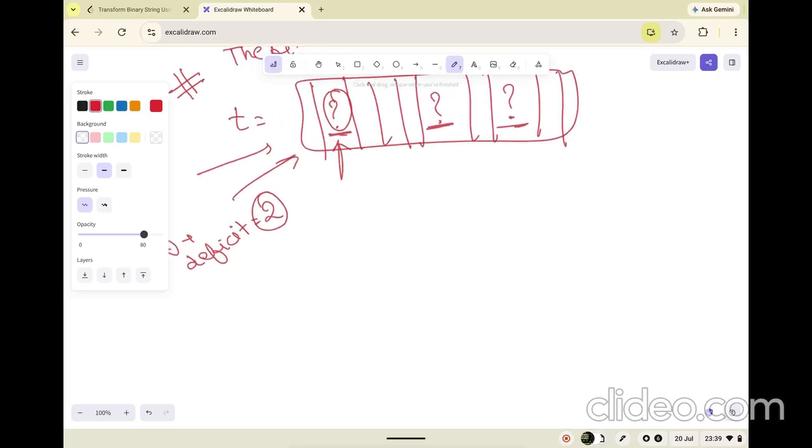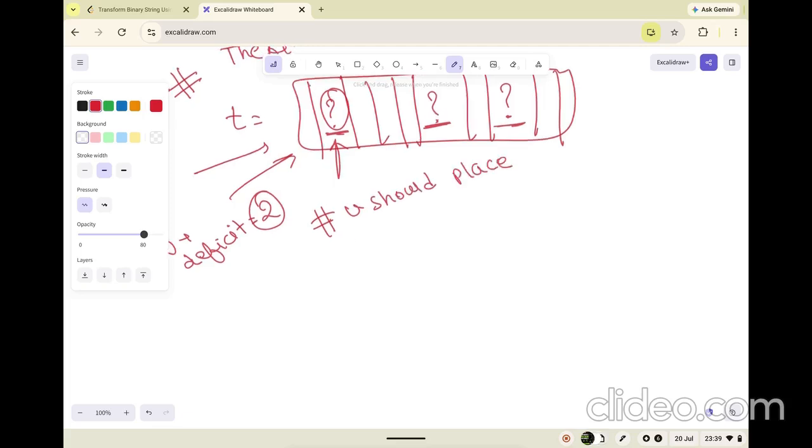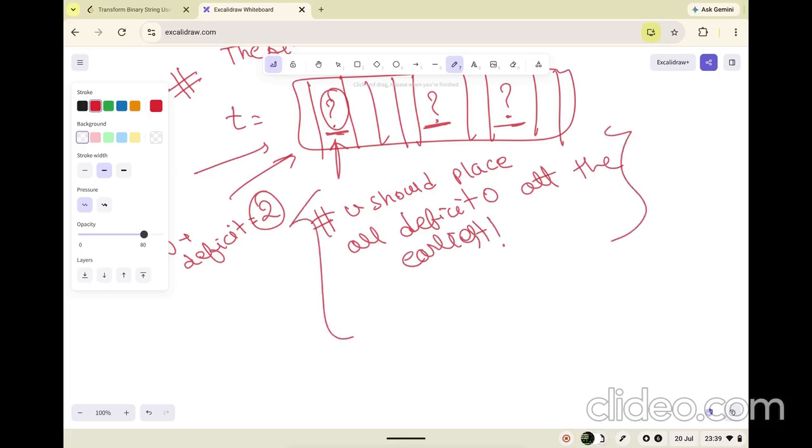If you are thinking that we should try every possible outcome, then let me tell you that you can do that, right? But that is not necessary, right? Think of this. My claim is you should place all deficit zeros at the earliest, right? Why? Why should you place all the zeros at the earliest?